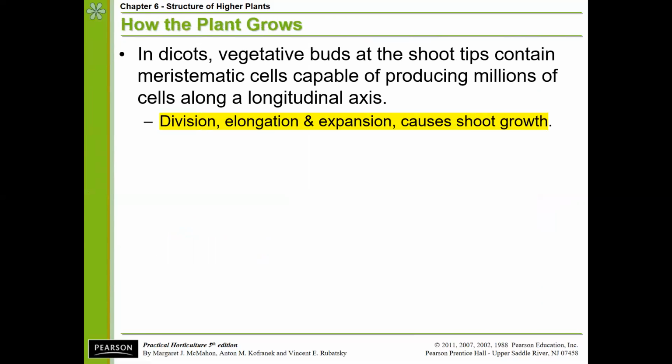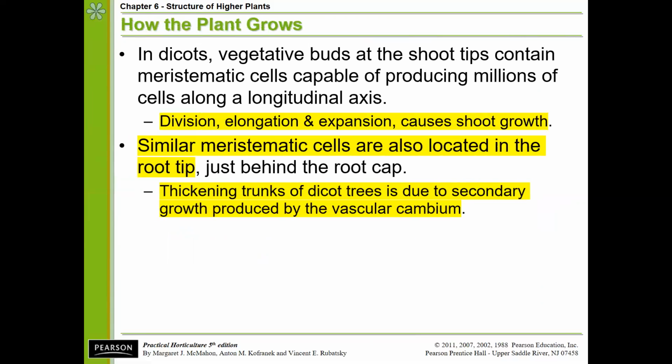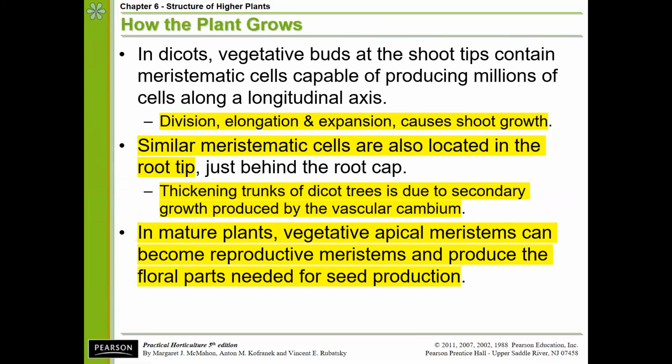And we see this in terms of division, elongation, and expansion causing shoot growth in plants from the meristematic regions of the plants, again, both in the shoot and in the roots, as well as in the lateral meristems and the thickening trunks too of woody plants.